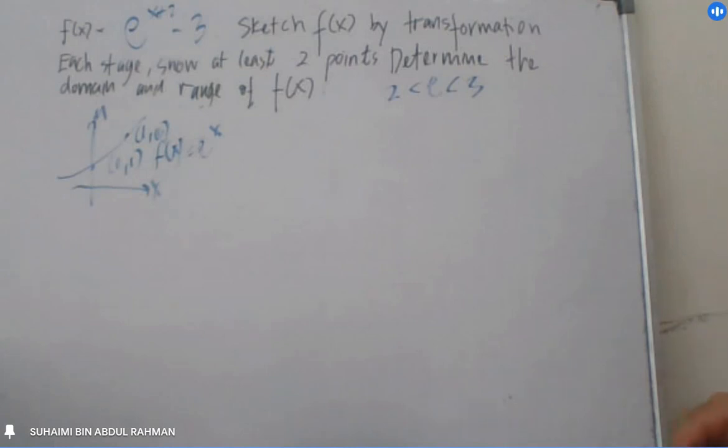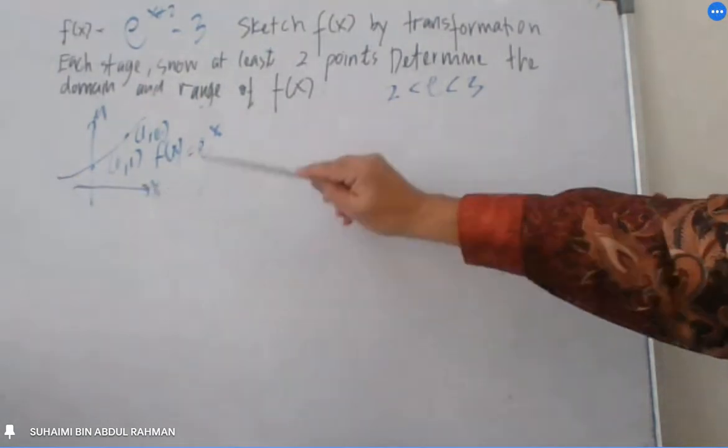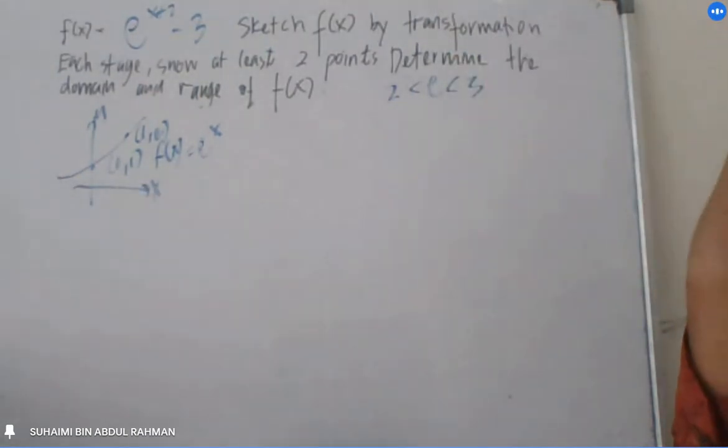So the location of the asymptote is here, this line. We do not draw it yet. We will draw it later. Okay.